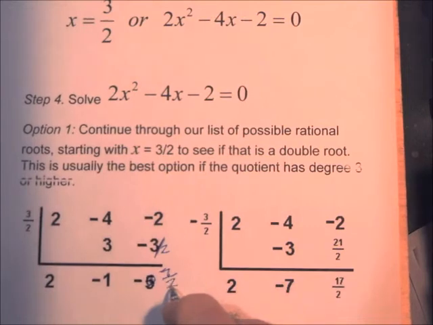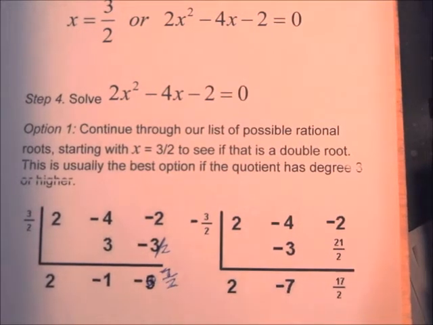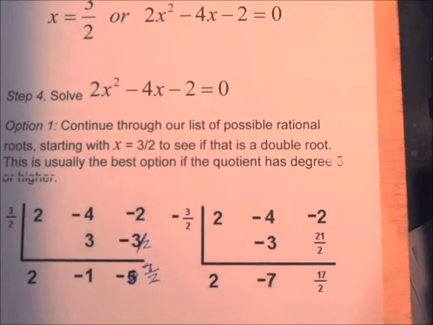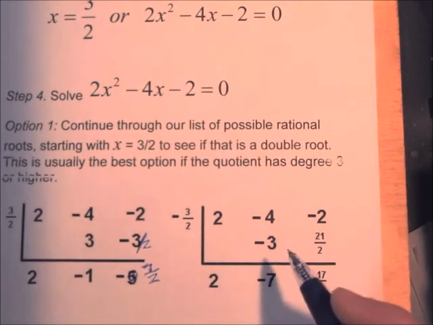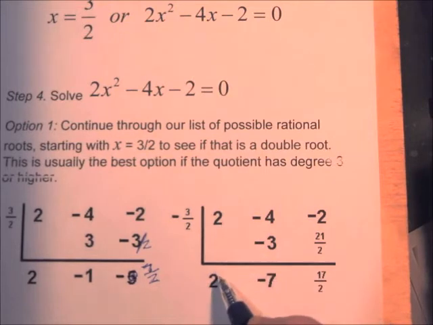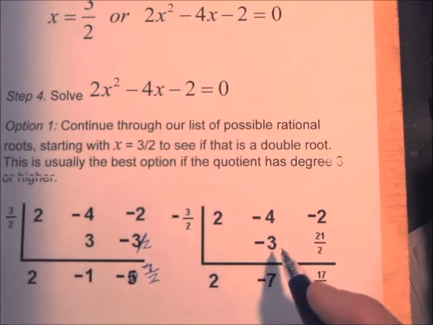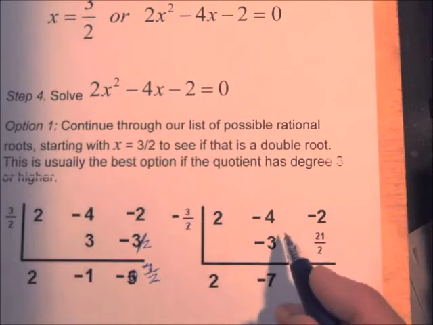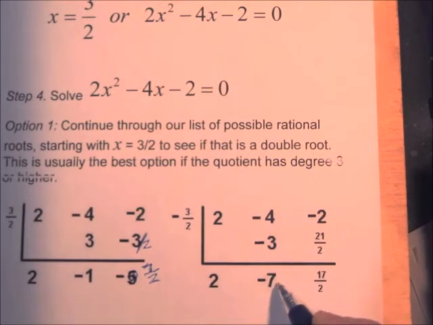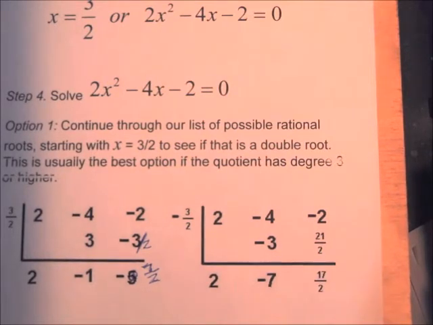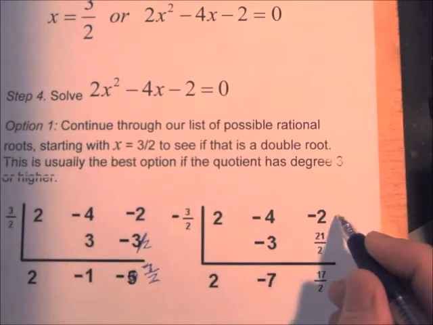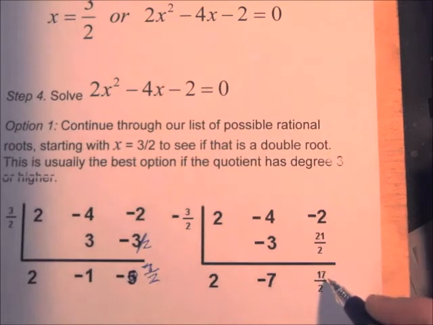And then we could try negative 3 halves. The only other number we haven't tried is negative 3 halves, so that's the only one left. Bring down the 2. 2 times negative 3 halves is negative 3. The 2's will cancel. Negative 4 plus negative 3 is negative 7. Negative 7 times negative 3 halves is 21 halves. Negative 2 is the same as negative 4 halves. Negative 4 halves plus 21 halves is 17 halves. So that doesn't work. So the other way of doing it is to use the quadratic formula.